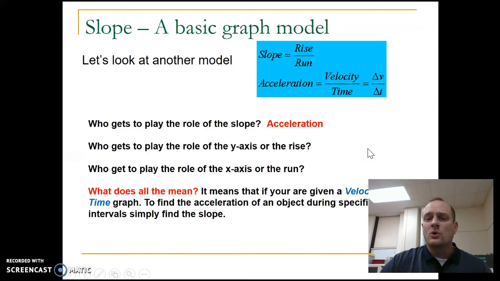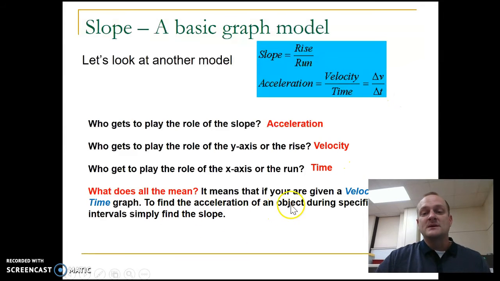Who gets to play the role of the y-axis or the rise? Well, the rise is up here. It's a change in velocity, right? So velocity gets to play the rise. Who gets to play the role of the x-axis or the run? Well, again, it's going to be time. So what does that mean? It means if you're given a velocity versus time graph, where velocity is on the y-axis and time is on the x-axis, to find the acceleration of an object, you just need to find the slope.